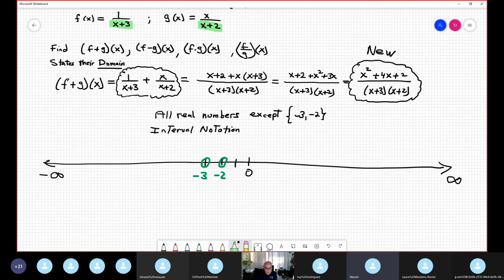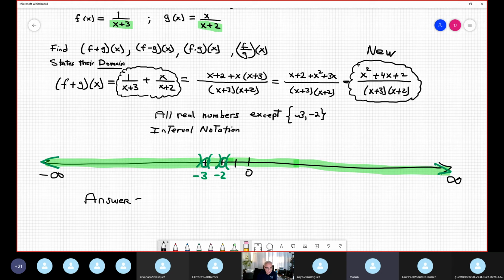And the domain is all real numbers, except negative 3 and negative 2. Therefore, we have parentheses here, here, here, and here. So the answer is: the domain of this function is from negative infinity, comma, negative 3, parentheses, union, negative 3, comma, negative 2, union, negative 2, comma infinity.